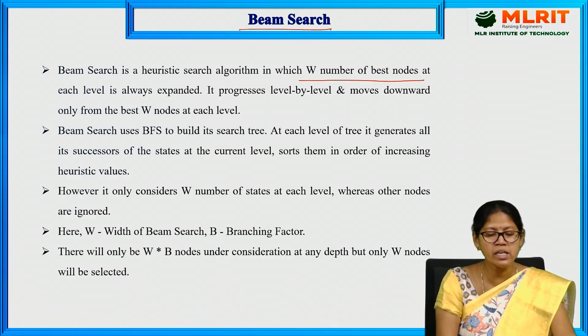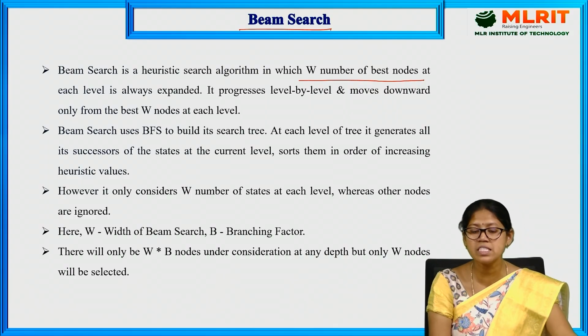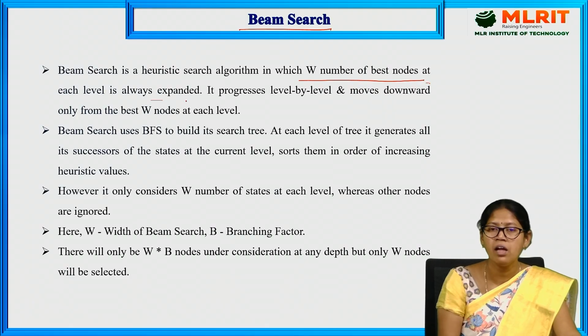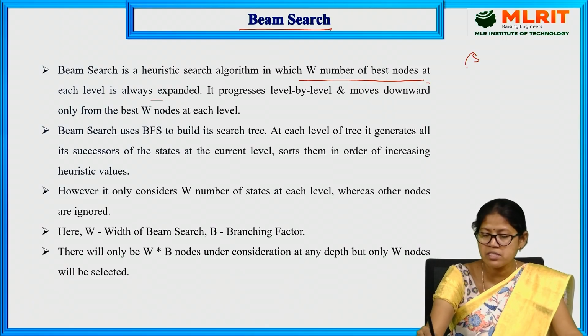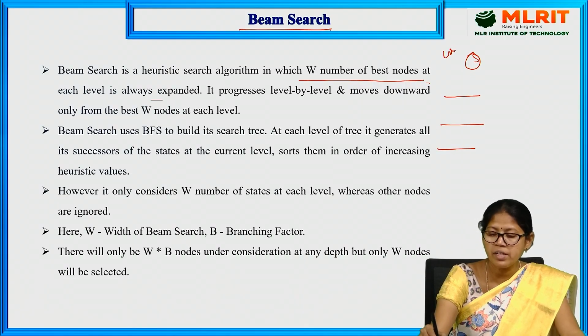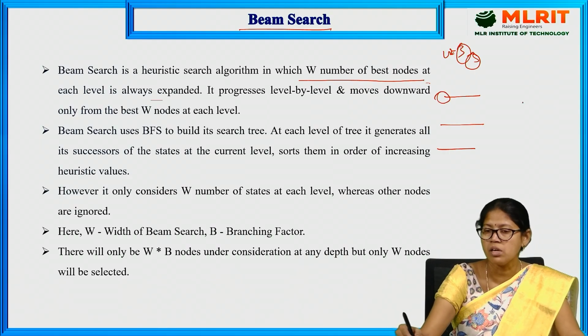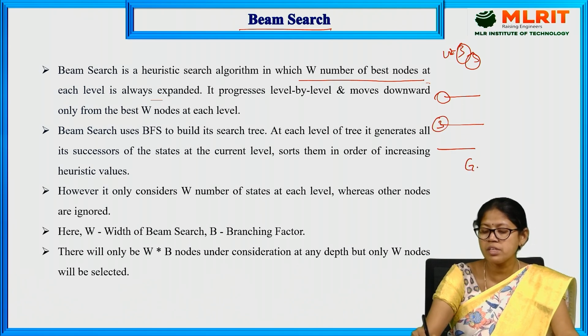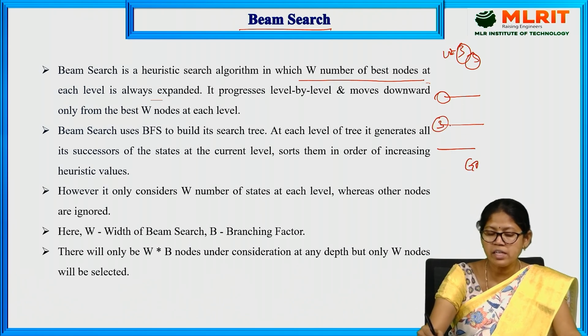But here in the beam search algorithm, W number of best nodes at each level is always expanded. For example, this is the start node, and this is the first level, second level, third level. So W is defined as 3. In this level, it will identify 3 best nodes. The next level also 3 best nodes. Towards the goal state, at every level it will take 3 nodes.